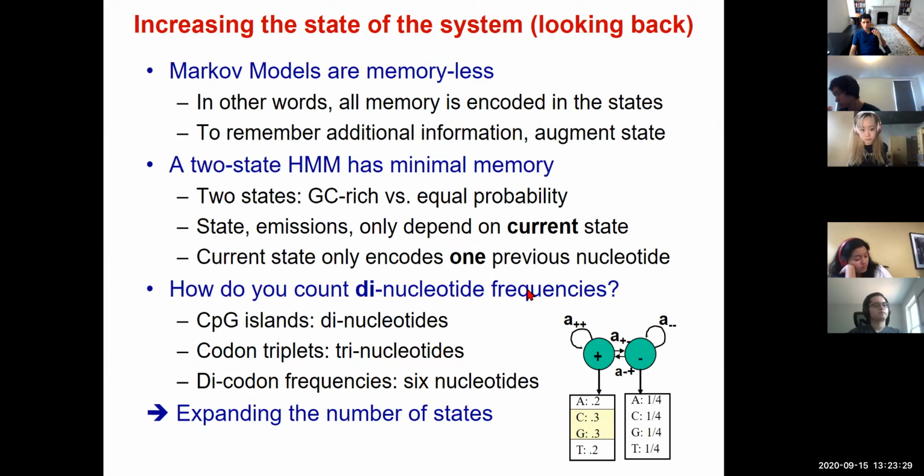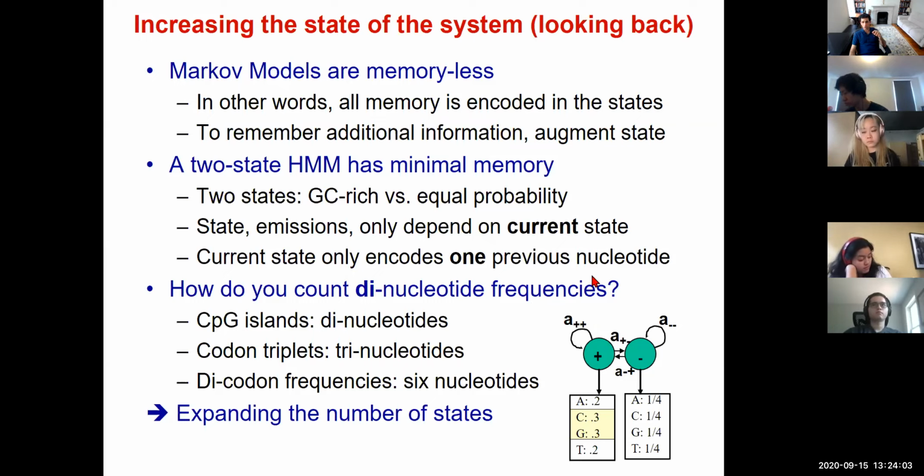Okay, so again, Markov models are memoryless. In other words, all memory is encoded in the current state that I'm in. To remember additional information, I need to add more states. So if I want to remember the previous character, I could augment this plus state to be plus and A was the previous character, or plus and C was the previous character, or plus and G was the previous character, or plus and T was the previous character.